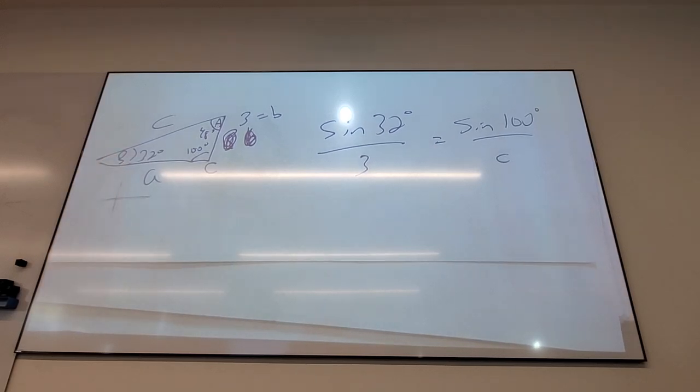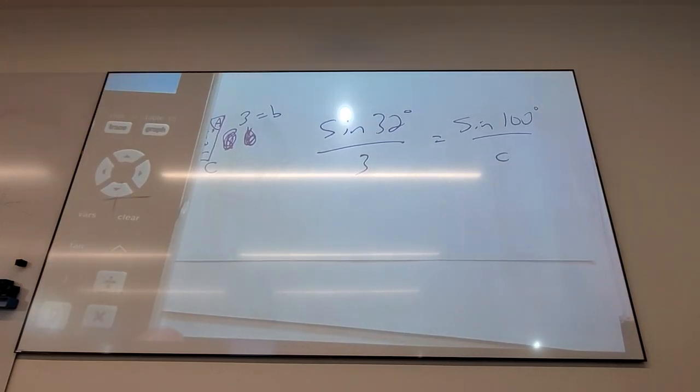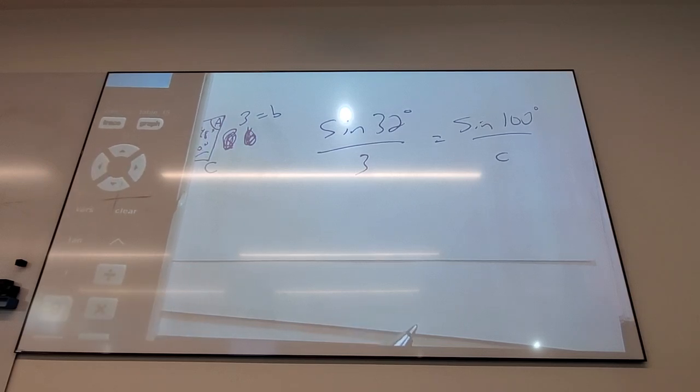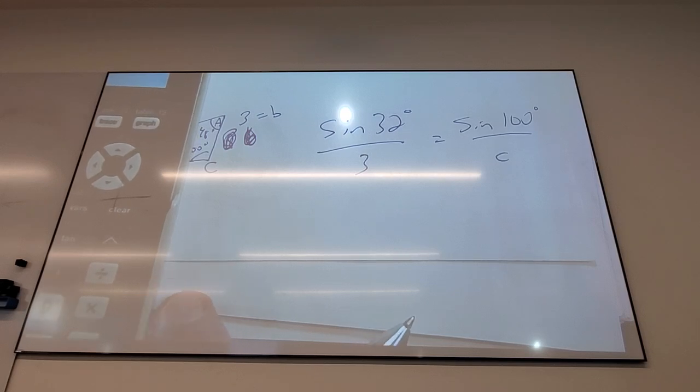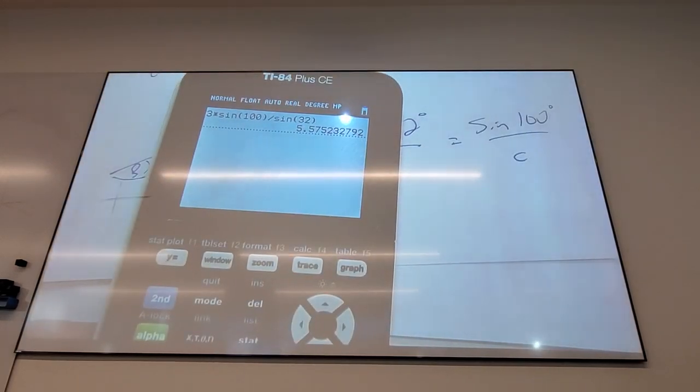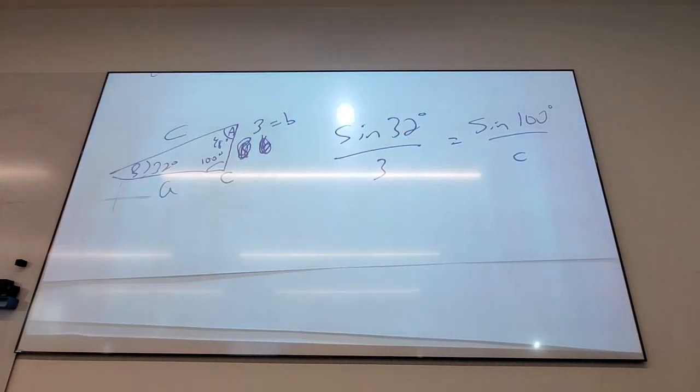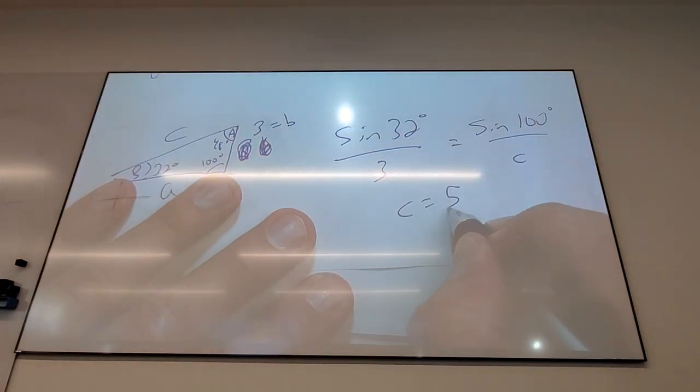All right, so let's see. So it'll be 3 times, oops, I'm not in degrees here, am I? Nope. 3 times sine of 100 divided by sine of 32. So I get 5.57, 5.58.